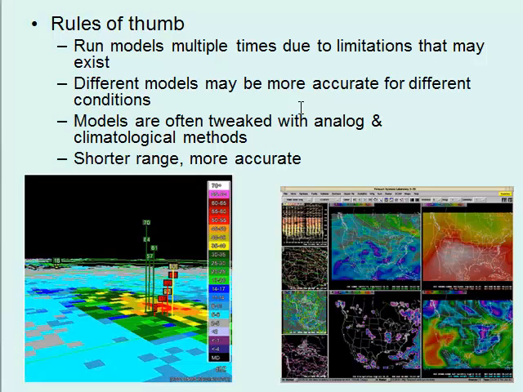Oftentimes these models are tweaked with analog and climatological methods. So they may run a model and then decide, okay, I think we need to factor in some climate data because this isn't quite looking right. And if you run these models over a shorter time span, you're probably going to have a more accurate forecast as a result, instead of running it for maybe 10 days or a month.